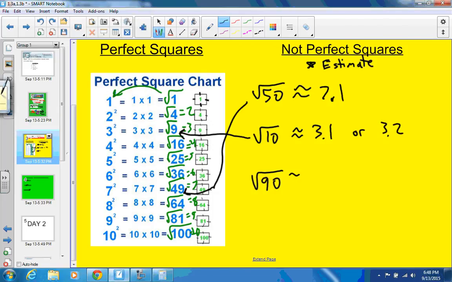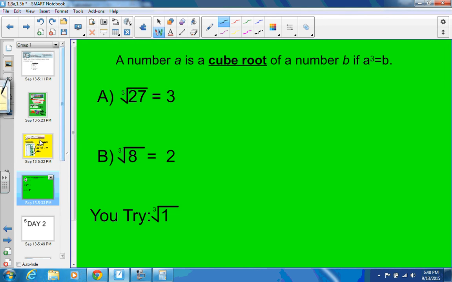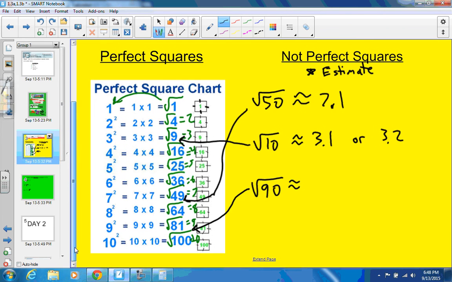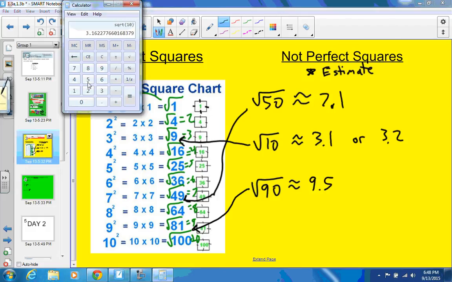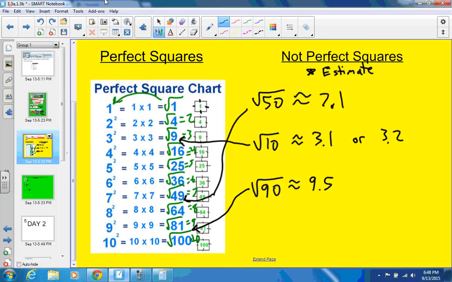Now let's try the square root of 90. That's not going to be a perfect square, so we have to estimate. It's almost right in between those two. So square root of 81 is 9, square root of 100 is 10. So why don't we go right between that and say 9.5 is going to be your answer. And if you check here, 90, and then I do a square root symbol, just under 9.5. Okay, so that's how you estimate square roots if they're not perfect squares. So I'll give you an example of that to do right now.